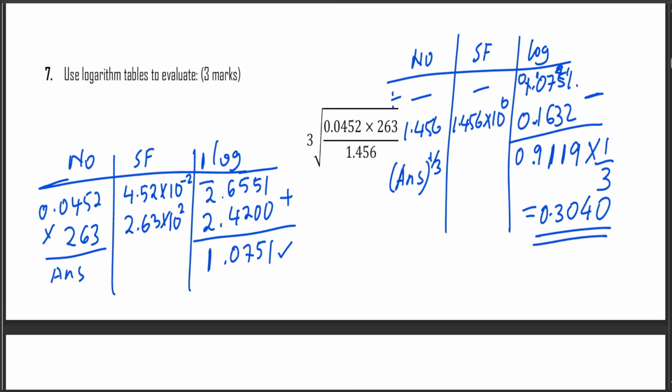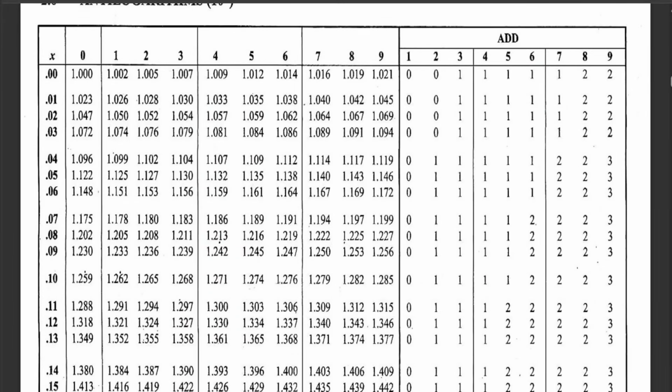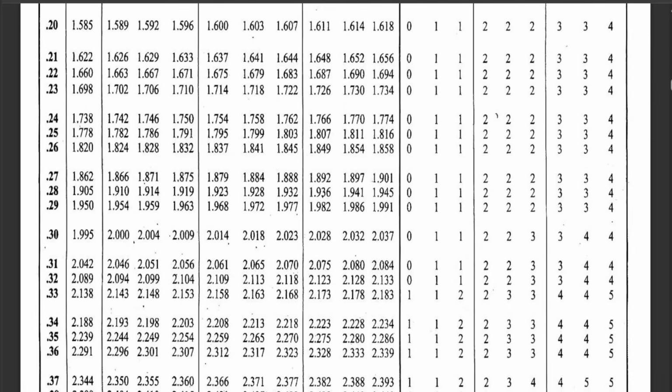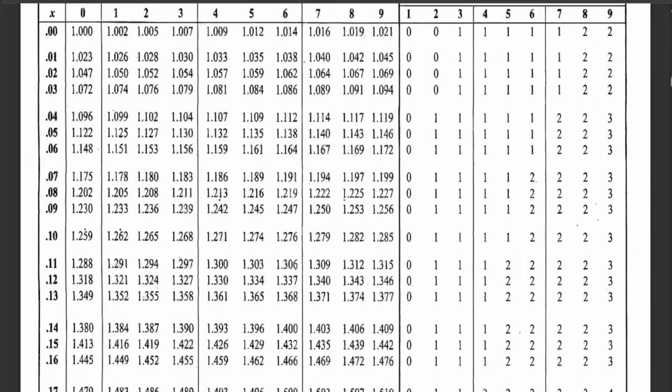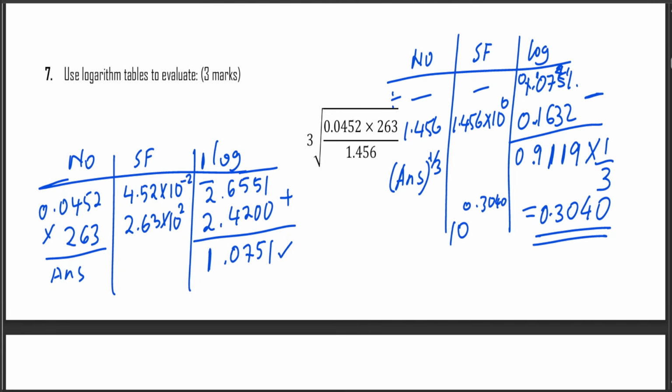Okay, so is that our answer? No. After doing that, we need to find the antilog. So we need to find the antilog of 0.3040, which we find in the form of mathematical table. So 0.3030, this is 30, this is 4, so 0 is a 0, this is just that one. So the answer is 2.014. So here it will give you 2.014 as our answer. Okay, so that is our answer.